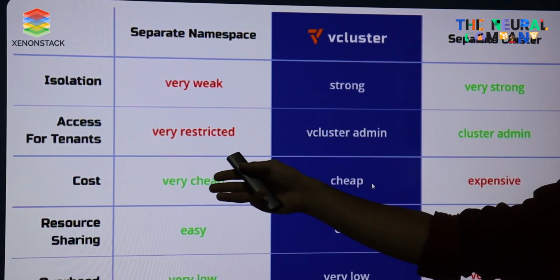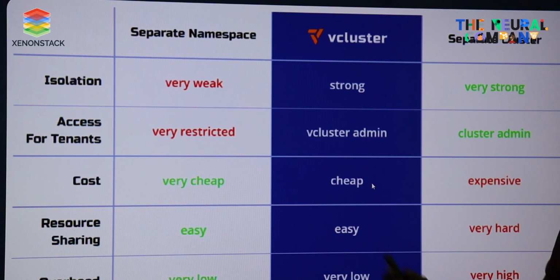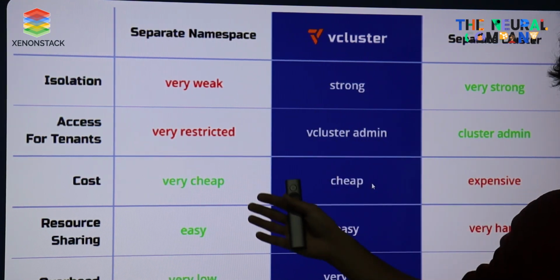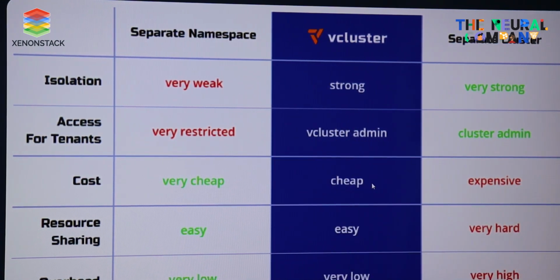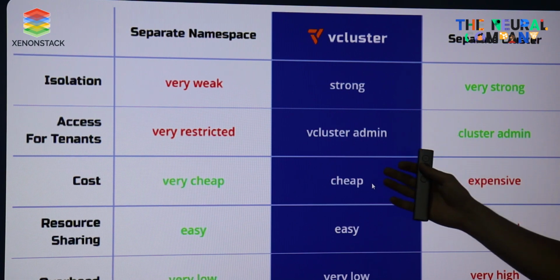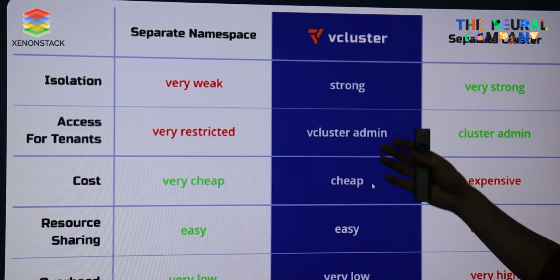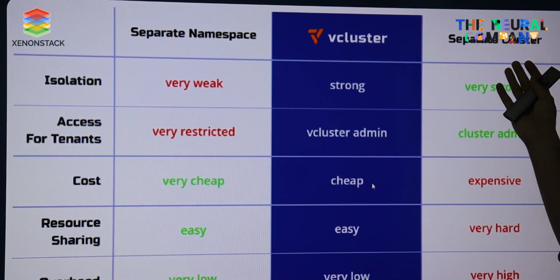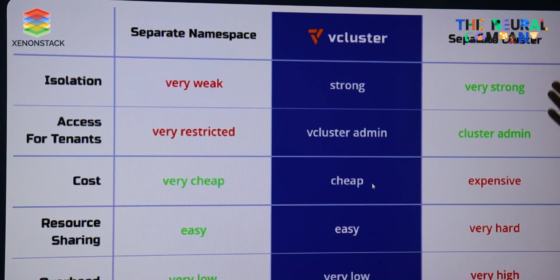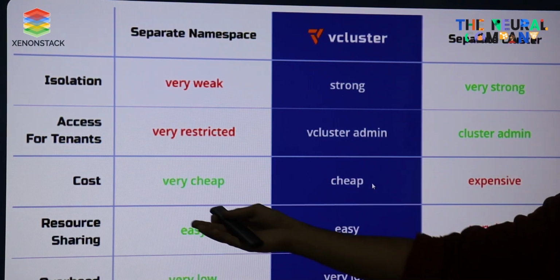After that, talking about the cost. Cost is very cheap for a separate namespace. It is actually nothing because we are not creating any cluster, just a separate namespace. For Vcluster, it is cheap because it occupies the underlying resources of the host cluster, but it is cheap in comparison with a separate cluster. And if we create a separate cluster for each task, it is going to be very expensive and very time consuming as well.